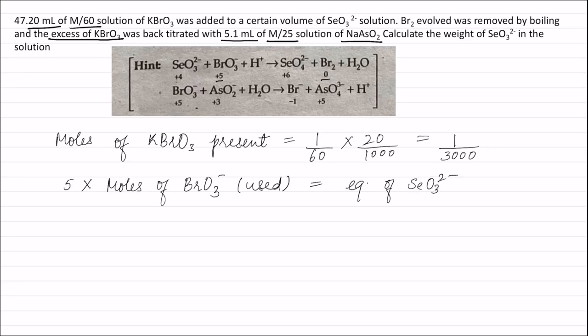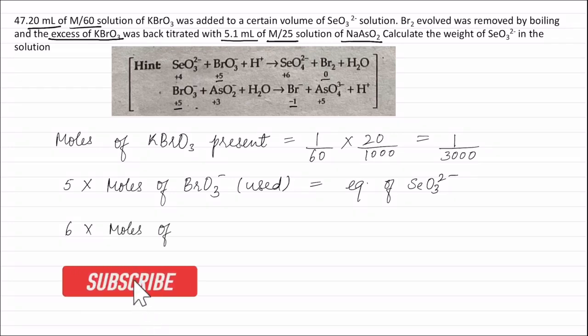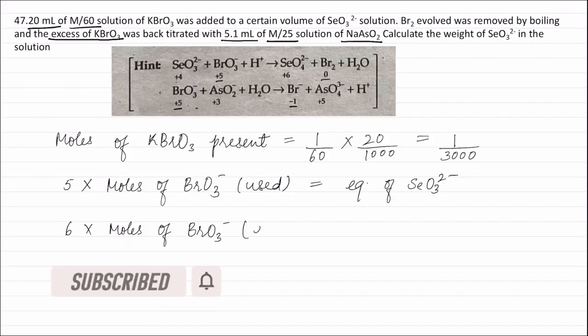Now how to calculate the excess of KBrO3? In the second equation, the oxidation number of bromine changes from plus 5 to minus 1. The change in oxidation number is 6 and the number of bromine atoms in BrO3 minus is 1. Therefore, valency factor is 6. Therefore, equivalence of BrO3 minus, which is in excess, is equal to valency factor of BrO3 minus in the second equation, that is 6 into moles of BrO3 minus in excess, and this is equal to equivalence of AsO2 minus.